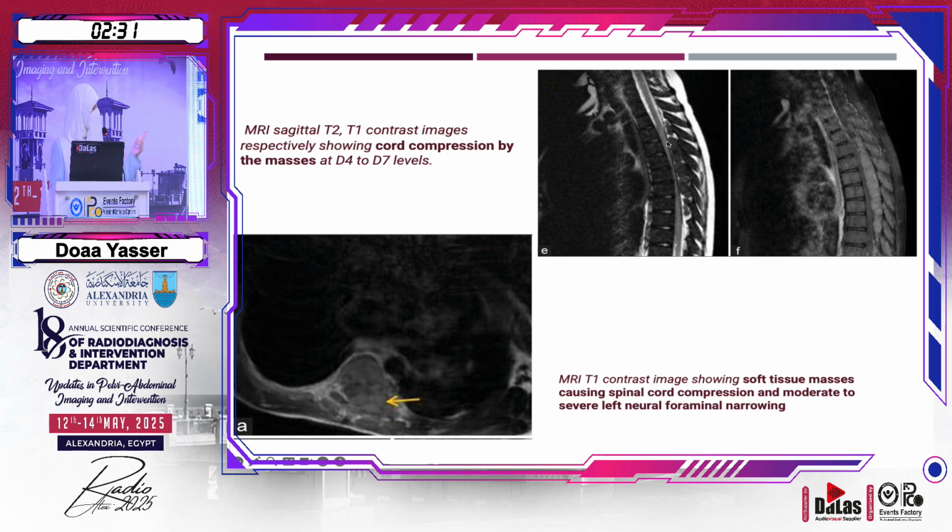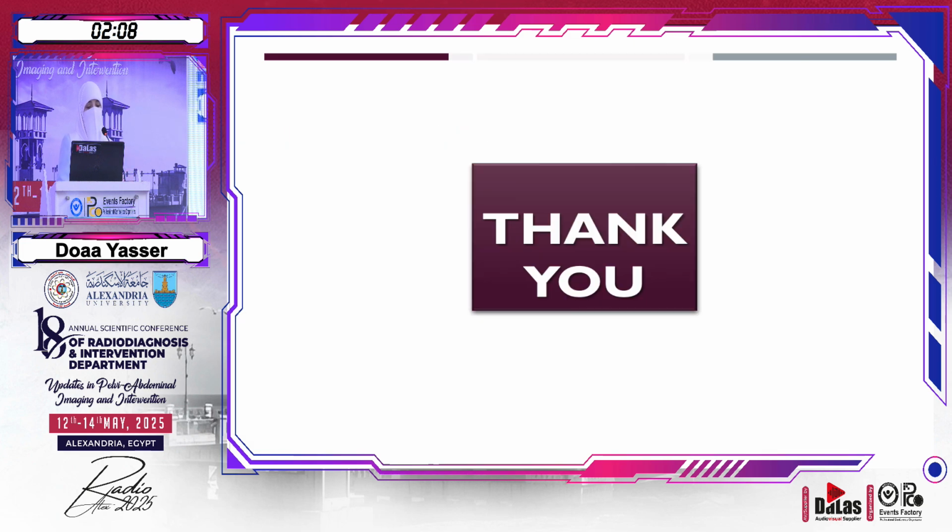the right one is the T2 sequence, and the left one is the T1 post-contrast fat-suppressed. We have these enhancing intraspinal lesions causing compression of the spinal cord. And they also cause marked narrowing of the left neural foramen. And of course, here surgery is mandatory for decompression and not for being a suspicious lesion. Thank you.